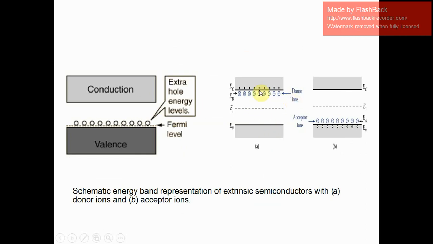For donor ions, the donor layer is just below the conduction band, and for acceptor it is just above the valence band. You have to keep this in mind, where the acceptor ion layer is forming and where the donor ion layer is forming.